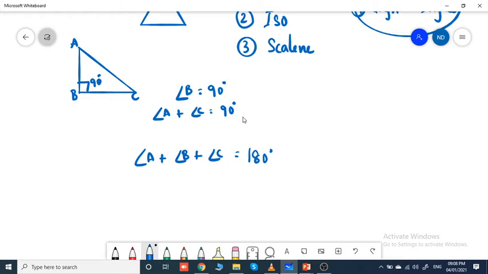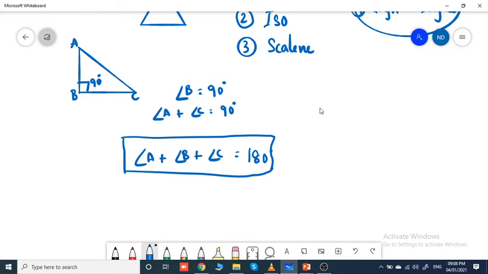I think you understood. The sum of the three angles of a triangle is how much? 180 degrees. So this is also 180 degrees. So this is the triangle concept. In this lesson we are going to use right angle triangles. I think you understood this.